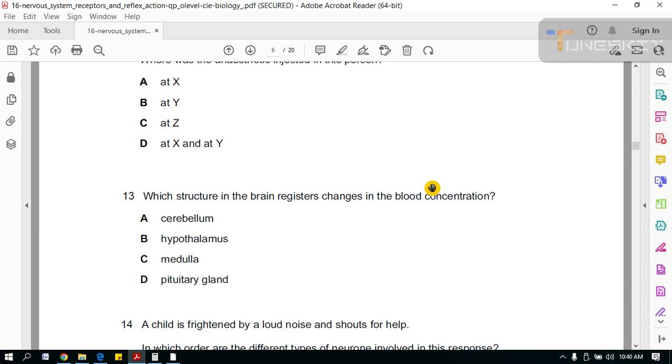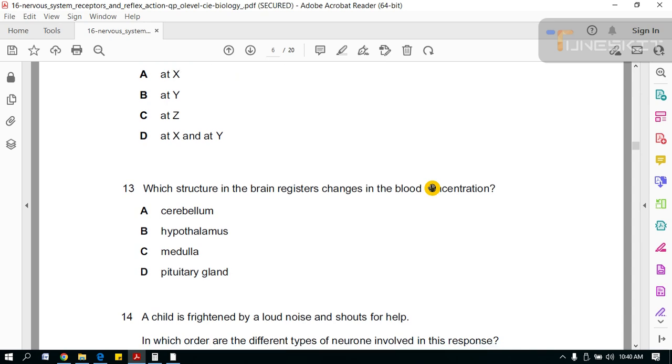Hypothalamus. It is very important to understand that it is involved in body temperature and in detecting the sugar level. Definitely when the sugar level goes up and down, it will be detected, registered by the hypothalamus. Water level is also a function of the hypothalamus, as is the rate of eating and drinking. So all these are detected by the hypothalamus. So the hypothalamus is the part of the brain which registers changes in the blood concentration.